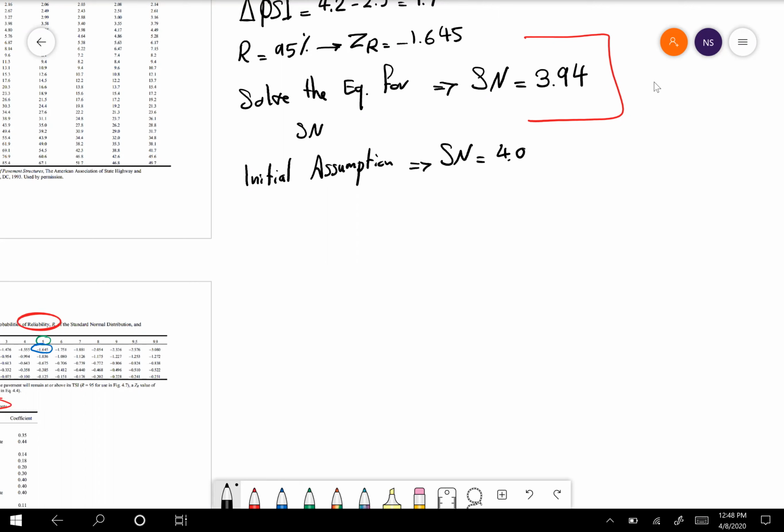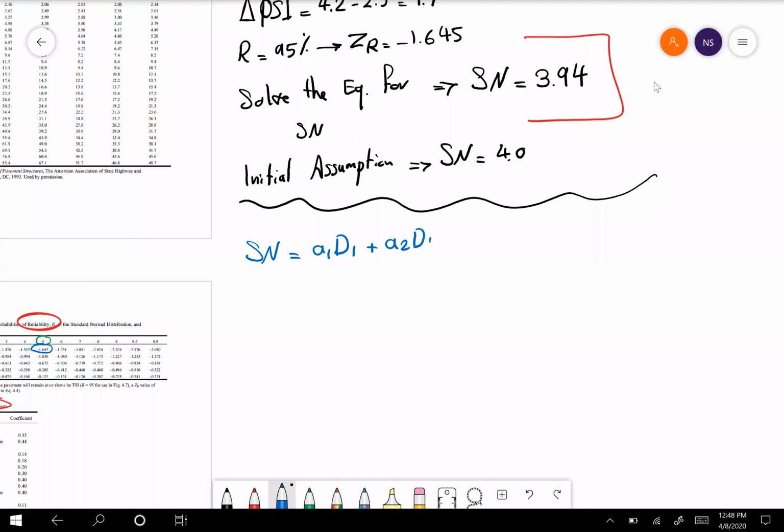we rather need the layer thicknesses for different layer properties, right? So the next or the last step in the design process is, remember this equation from last session, A1 D1 plus A2 D2 M2 plus A3 D3 M3, right?